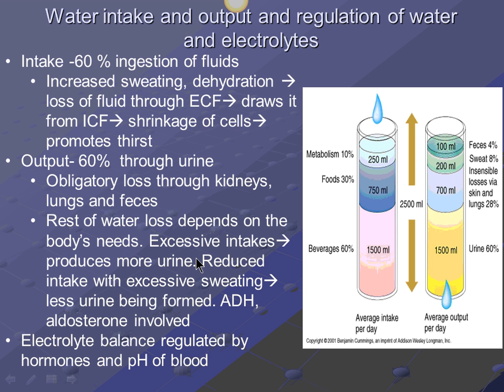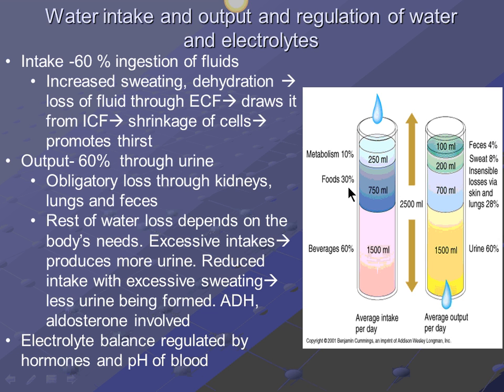Now let's look at water intake, output, and how we regulate the water and electrolytes. This is really a review of much of what you've done in the beginning of urinary physiology and even in the endocrine system. So when you look at your intake, you can see that 60% is what you drink, in terms of different beverages, water, and so on.